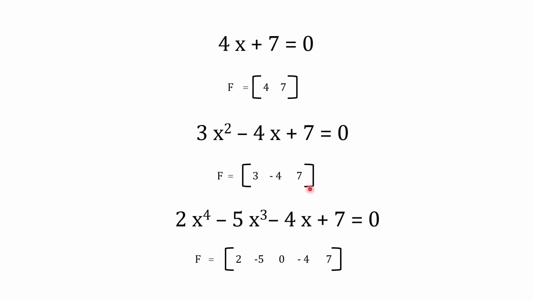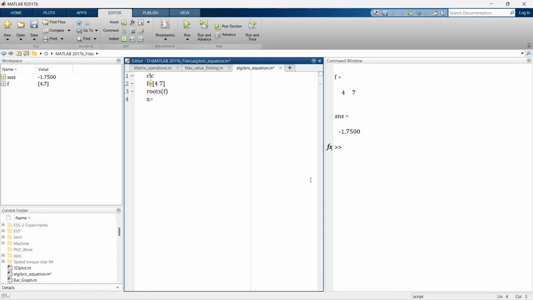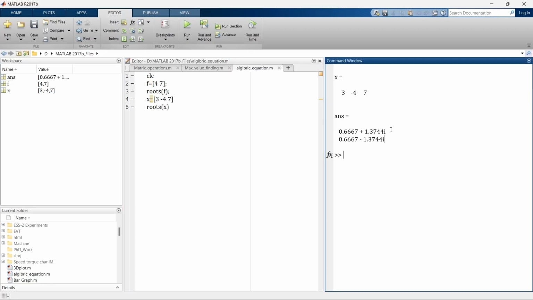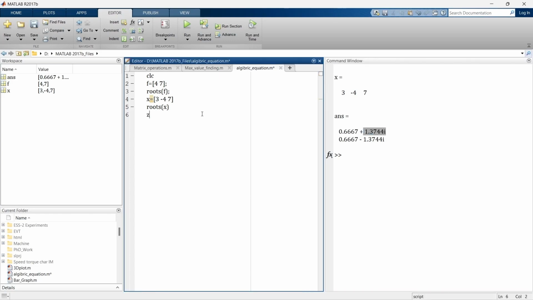So first we'll solve this, f is equal to [3 -4 7]. We'll call it x, roots of x. We do not want these two things, so we'll suppress the output. So here we get two roots of x, the first one and the second one. Here is the real number and the imaginary number. Now we'll go for the third equation. This one. So these are the different possible roots of z. So this is how you can solve the algebraic equation using this roots command.